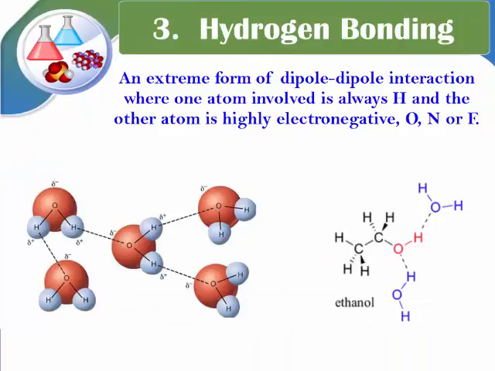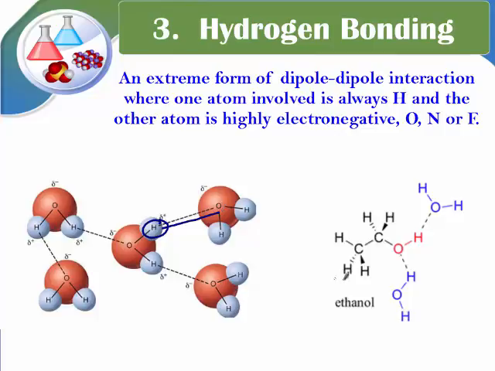Hydrogen bonding is an extreme form of dipole-dipole interactions, where one atom involved is always hydrogen, and the other atom is a highly electronegative nitrogen, oxygen, or fluorine, or NOF on the periodic table. So in our pictures, a hydrogen from one molecule is attracted to an oxygen of another molecule. They're not bonded, they're just attracted. So although the word is hydrogen bonding, we're not making actual bonds. These are still attractions between molecules.